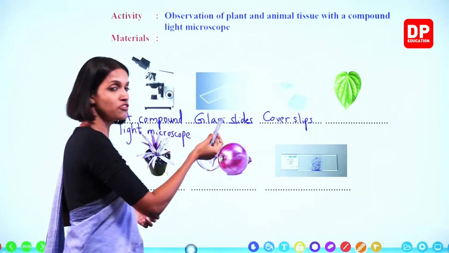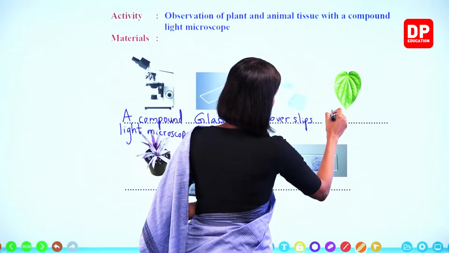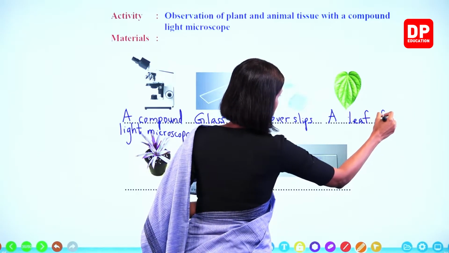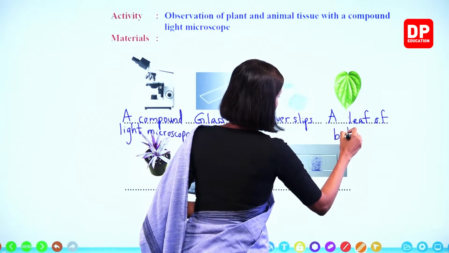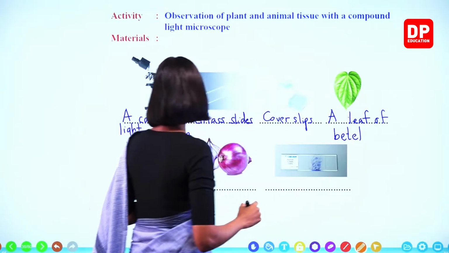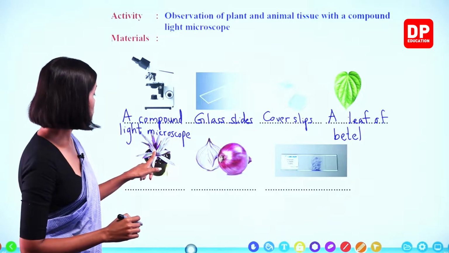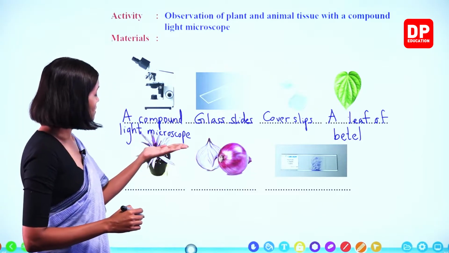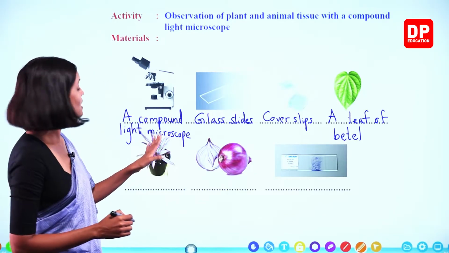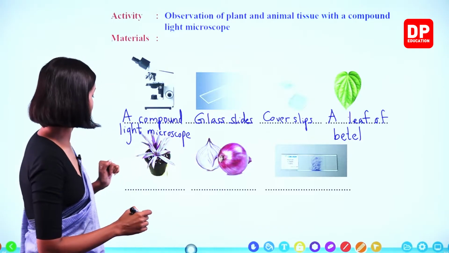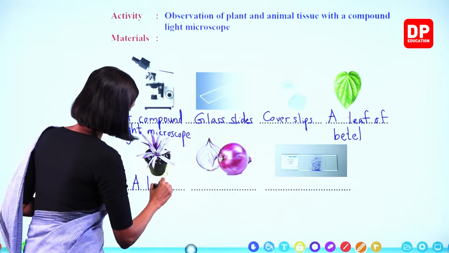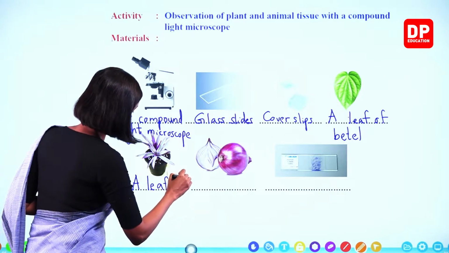And we need a leaf of betel. And we need a leaf of royo. Royo leaves are a purple color, right? The lower epidermal, the lower side is purple color, the upper side is a bit greenish color, right? The leaf of royo.